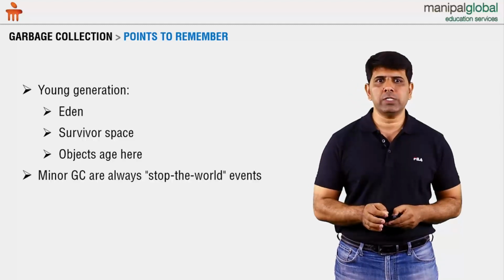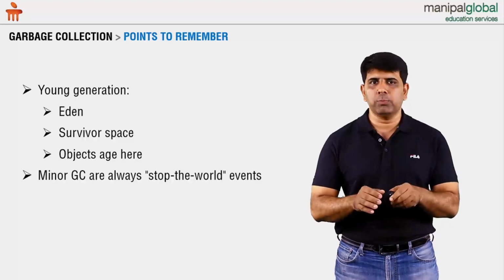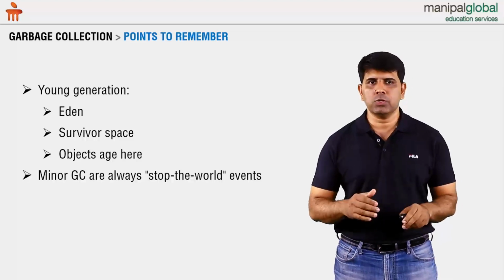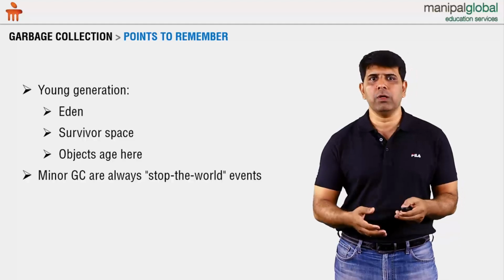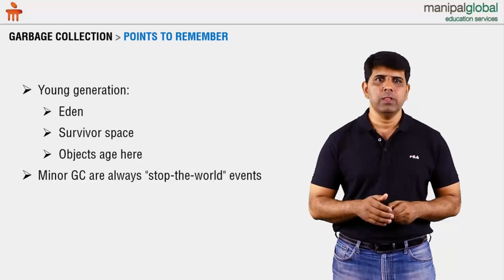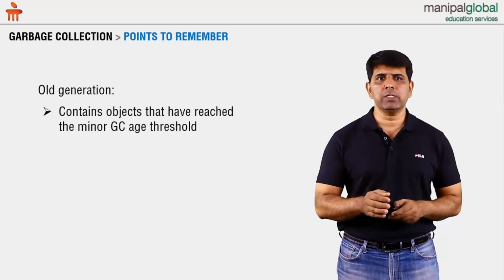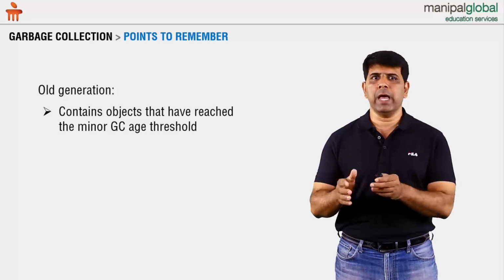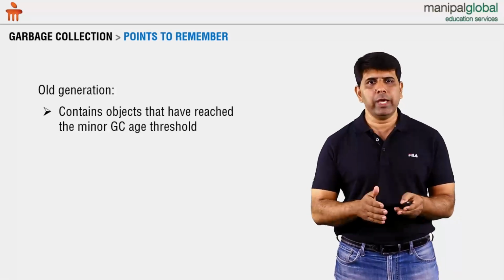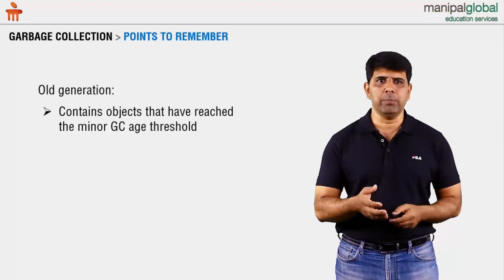We have minor GC, which are always stop the world events, which means your program execution stops so that there is no new memory allocation going on when the young generation is being cleaned. Now there are some more points. Old generation means they contain objects that have reached the minor GC age threshold. In our example it was 8, it could be 9 or 10 depending on how it's being configured.